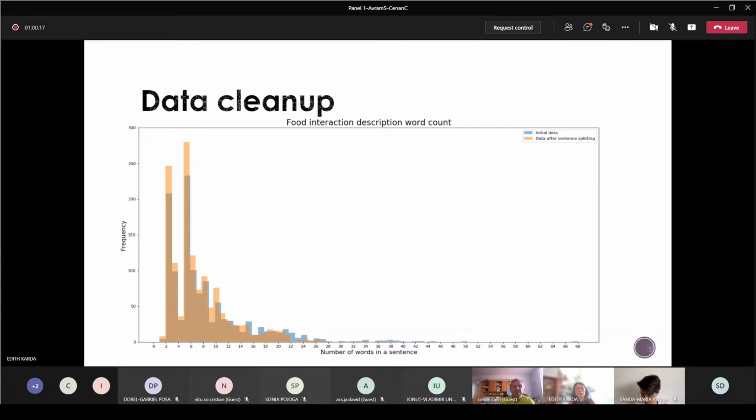First, I had to do a data cleanup because the data was from DrugBank, but the sentences were long, and there were also multiple sentences for one interaction. In the first phase, I split the sentences and made separate entries. So here we can see that the data after sentence splitting, shown in orange, had fewer words.